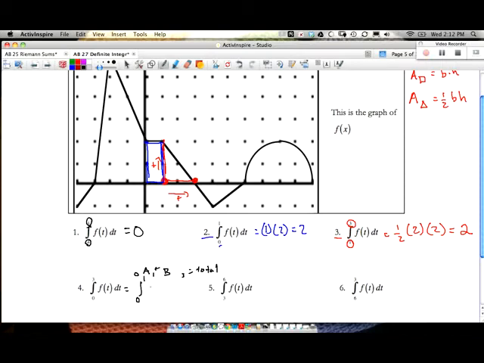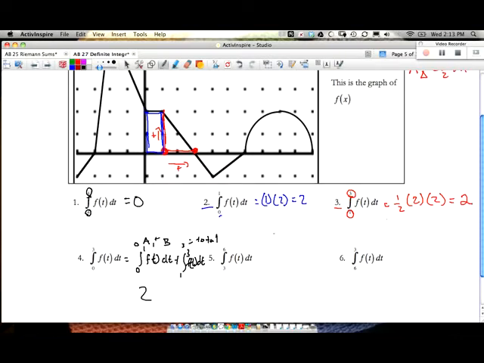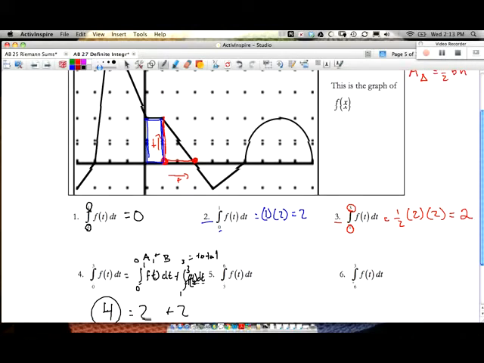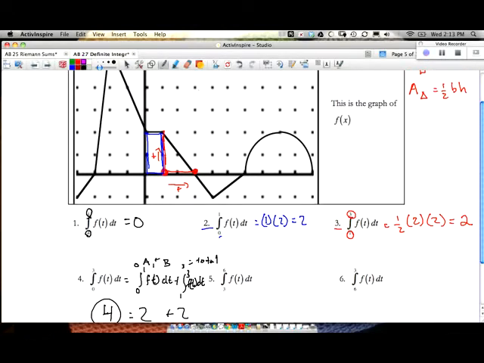So this is really the integral from 0 to 1 of f of t dt plus the integral from 1 to 3 of f of t dt. And we know each of those. The integral from 0 to 1, as per number 2, is 2. And the integral from 1 to 3 is also 2. So what's the total area? It's 4. That was a piece of cake. All right, let's look at number 5.